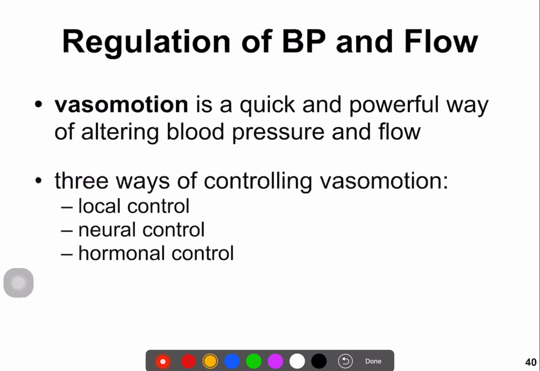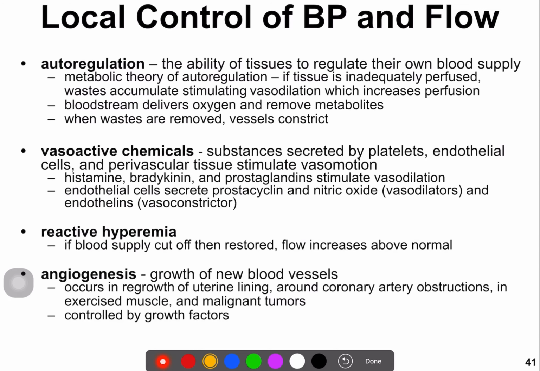Now we should talk about vasomotion, because we already said that if we change the radius of these vessels, we change the resistance quite a bit. And not surprisingly, for something so important, we would want to make sure that it's not just one control mechanism. We have three categories: local control, neural control, and hormonal control. All three of those together give you quite a bit of control over this peripheral resistance.